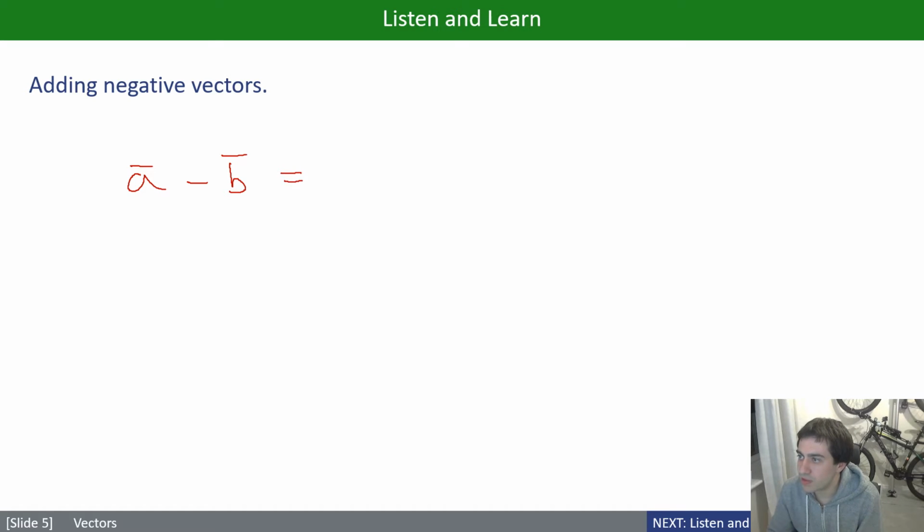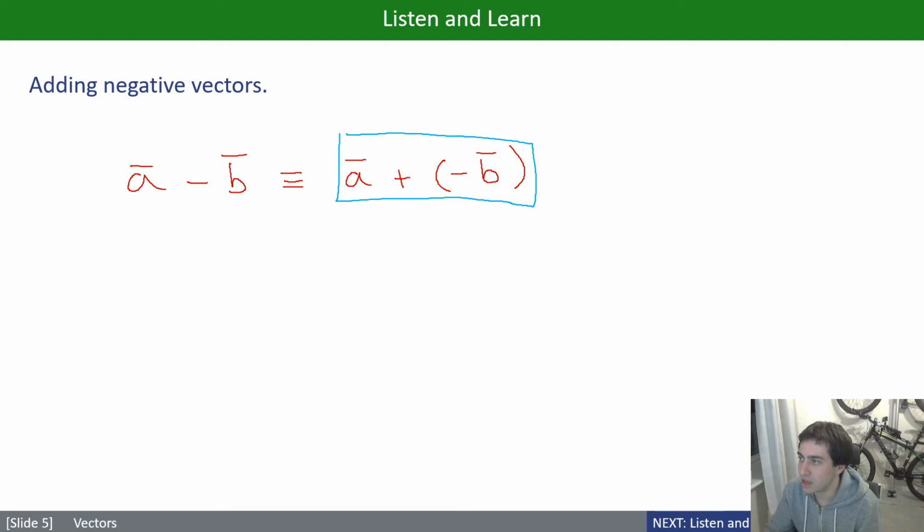Well, it's important to remember this is effectively the same as is the case with ordinary numbers. This is effectively a plus the negative of b. Right, it might seem obvious, but it's an important distinction because we haven't defined what it means to take one vector away from another, but we have defined addition. So this thing on the right hand side, it makes sense as long as we can define what this means.